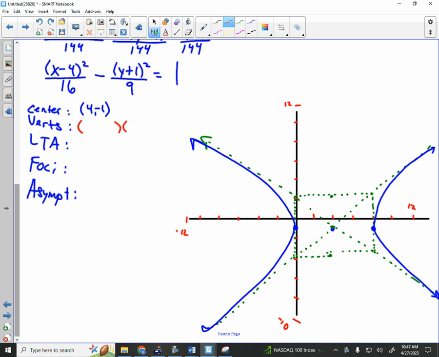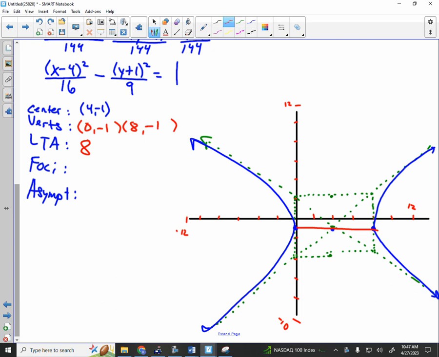The location of the vertices. Positive and negative. No, wait. 0, -1. Yeah, good. So the y value stays the same. Allie, you were trying to think of changing the x value, right? And we go 4 units in each direction from 4. So 8 and 0, exactly. Yep, there you go. Length of the transverse axis, that's the distance between these two vertices. Well, if we went 4 in each direction, then it's the distance of 8.